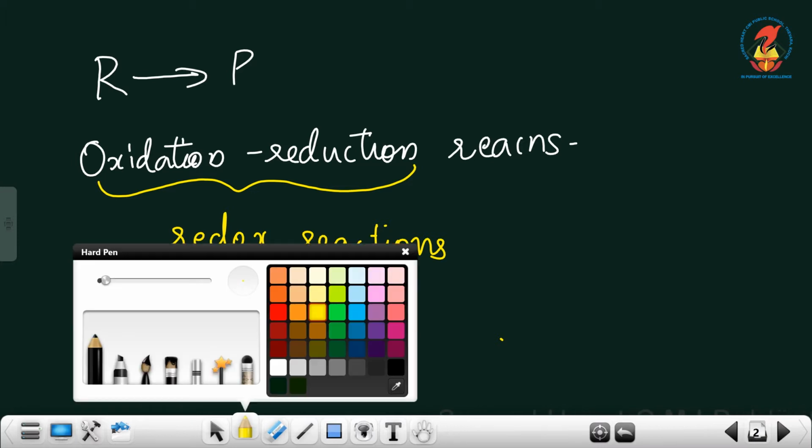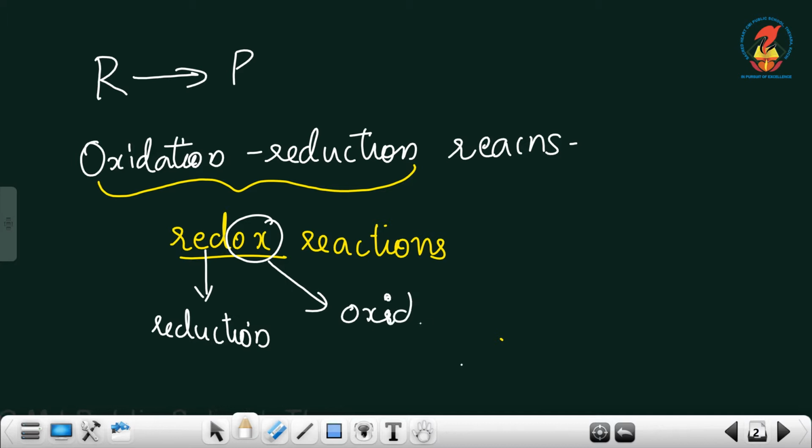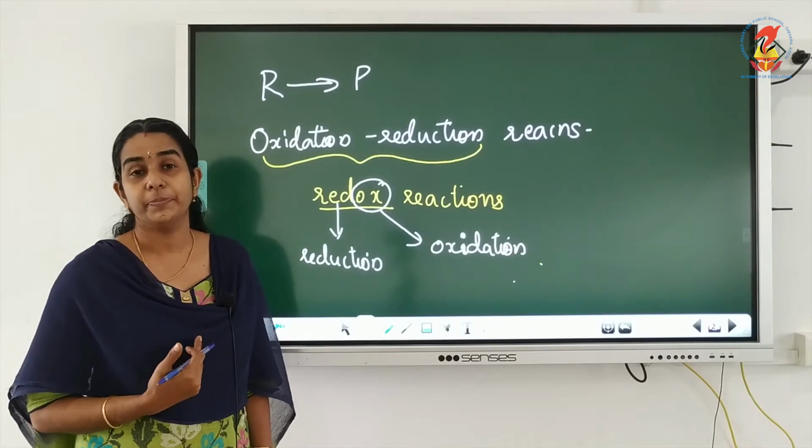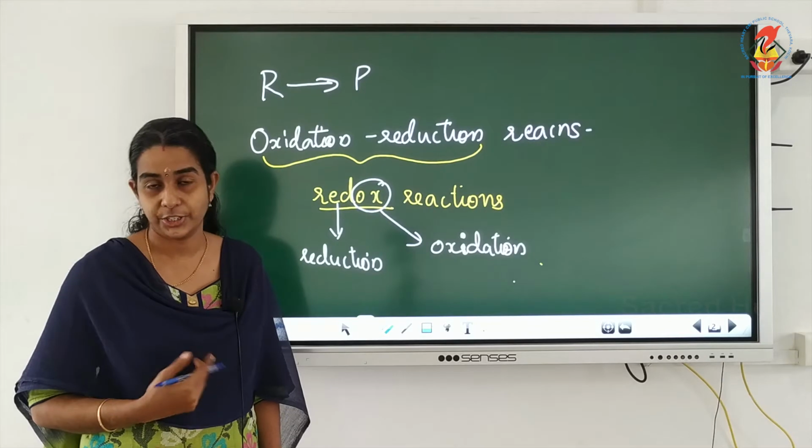Redox. In the word redox, this red is representing reduction and this ox is representing oxidation. So it is a combination of reduction and oxidation taking place simultaneously. So this is the simplest way of representing an oxidation reduction reaction, that is redox reaction.